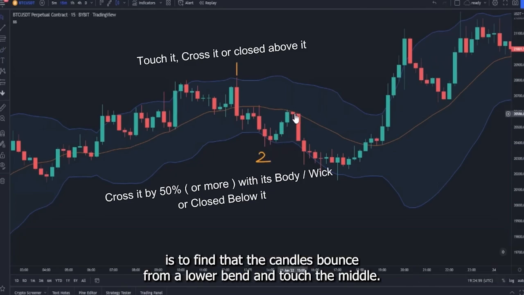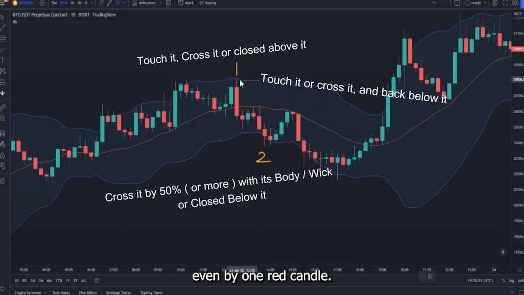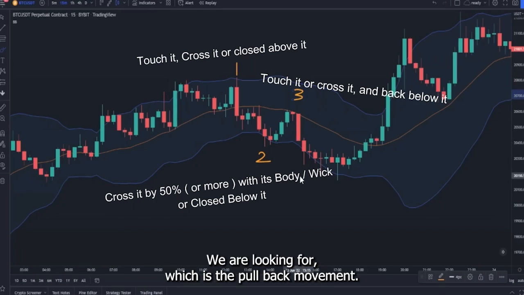The third rule is to find that the candles bounce from the lower band and touch the middle band, which is the orange line here, and then bounce down again, even by one red candle, and we'll call it candle number 3. And this is the goal we are looking for, which is the pullback movement.